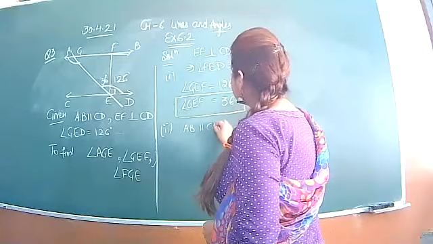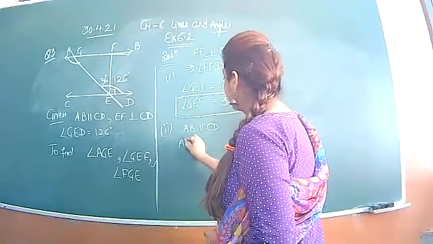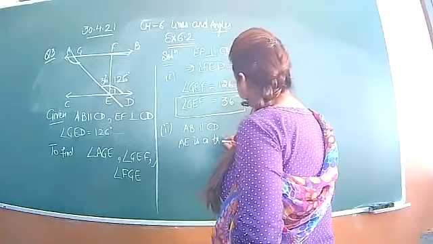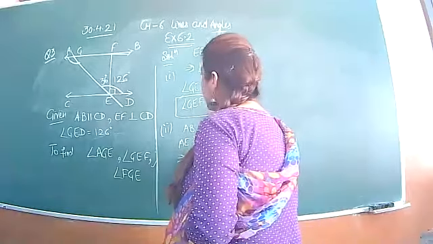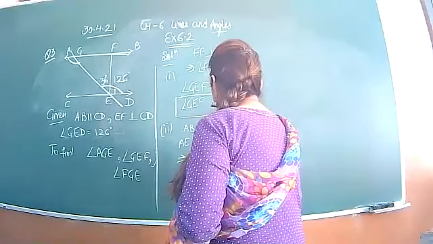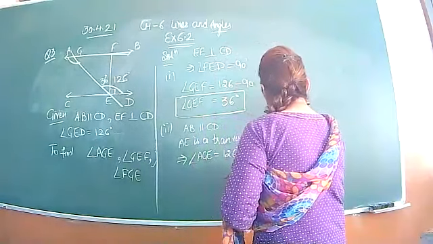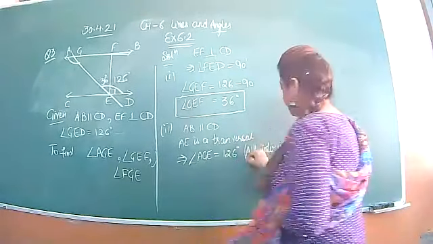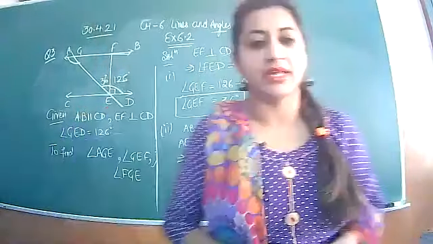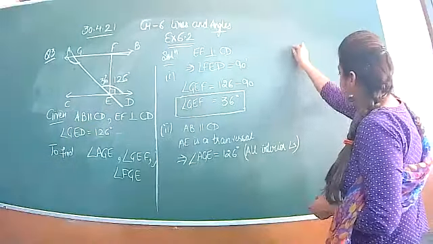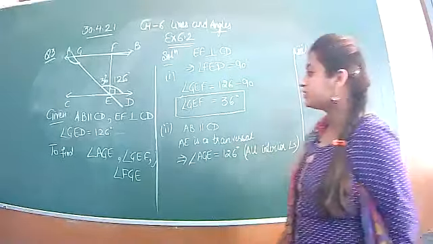So what you will write here, this first part we have done, second part: AB is parallel to CD and AE is a transversal. So this implies angle AGE is 126, alternate interior angles. So AGE is 126, that is alternate interior angle. Is it okay? Now third part, third angle you have to find, FGE.